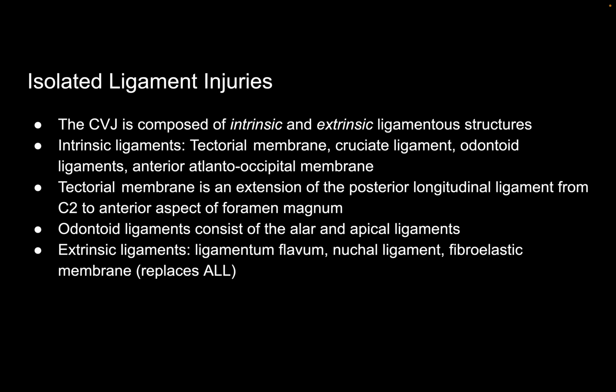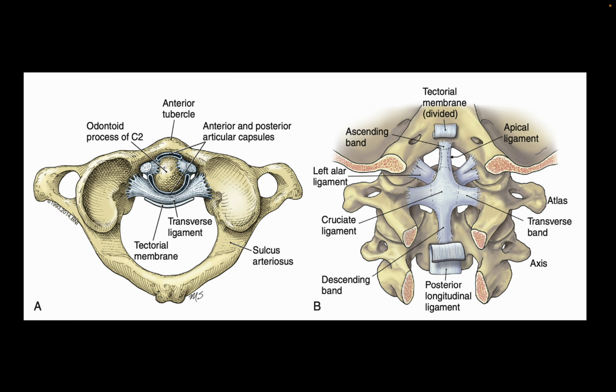Extrinsic ligaments include the ligamentum flavum, which is located between the atlas and axis, the ligamentum nuchae, and the fibroelastic membranes, which anteriorly replace the anterior longitudinal ligament. Here's an excellent diagram from Huelke and Winn that really goes over these structures we just talked about here.